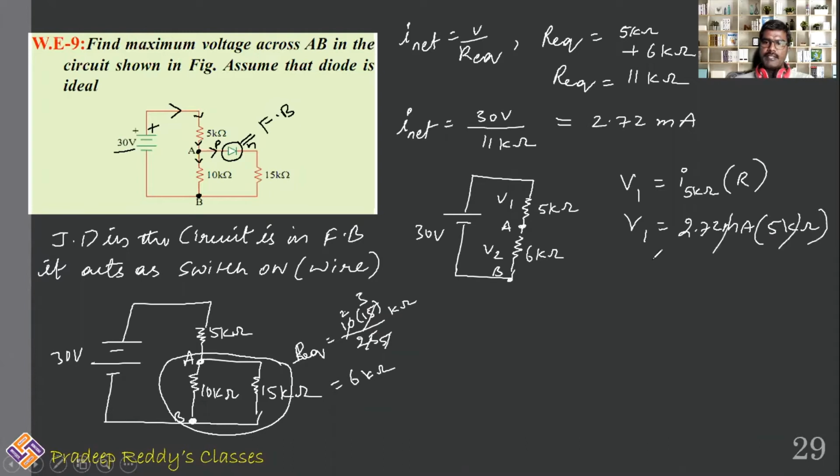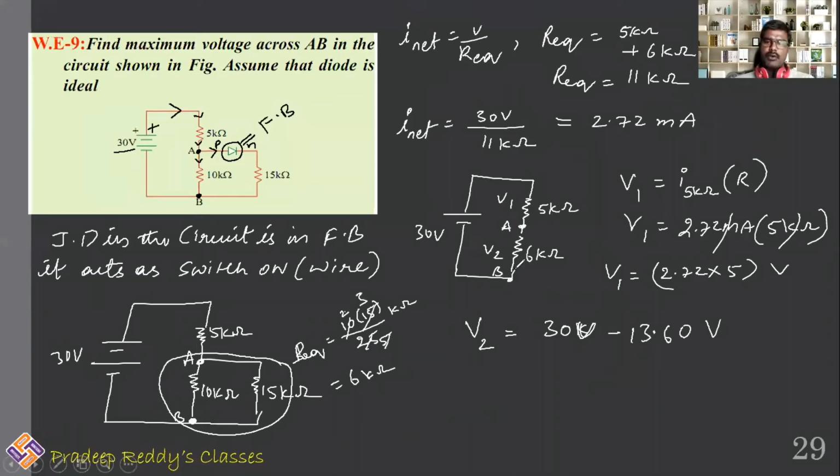Kilo and milli get cancelled. V1 is equal to 2.72 into 5 volt. So 2.72 into 5 gives you V1. And from here, V2 can be simply written as 30 volt minus V1. 5 2s 10, 5 7s 35 plus 1 36, 5 2s 10 plus 3, 13.60 volt. Voltage dropped across the 5 kilo ohm is 13.60.